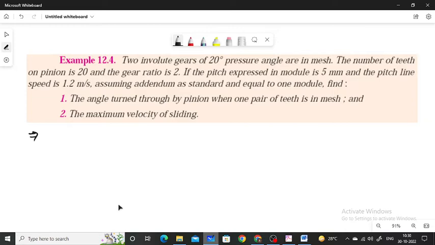find first the angle turned through by pinion when one pair of teeth is in mesh. Okay, and the second, the maximum velocity of sliding. ये दो पॉइंट्स हमें फाइंड आउट करने हैं गिवन न्यूमेरिकल में. सबसे पहले जो डेटा गिवन है हम उसको नोट डाउन कर लेते हैं.